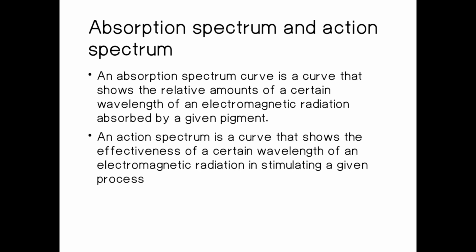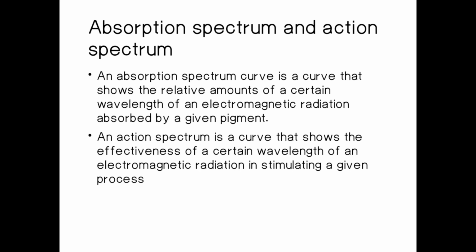So you keep on noting down how much has been absorbed, how much has been absorbed. Now you draw that graph together, and then you plot. On the horizontal axis, you put the wavelength of the light that you are dealing with. Each color has its own specific wavelength. Then on the vertical scale, you put the relative amounts that have been absorbed, and then you plot.